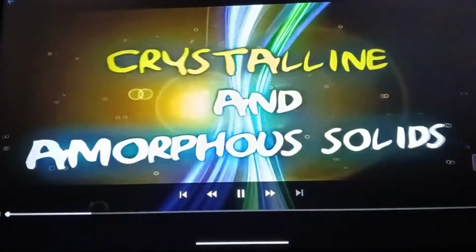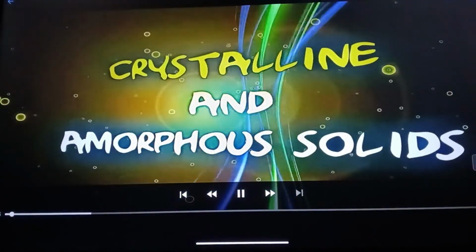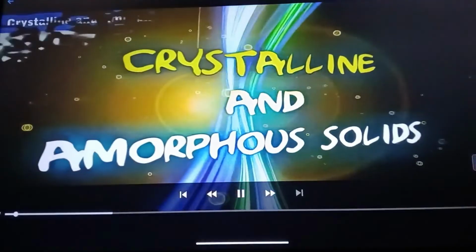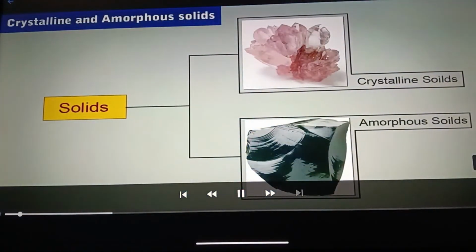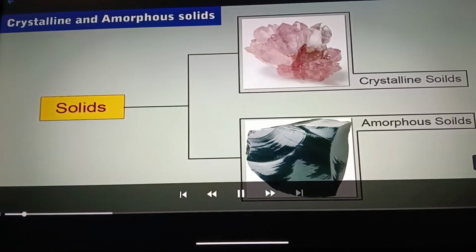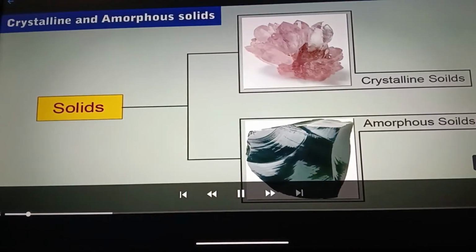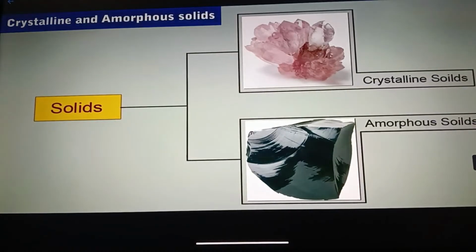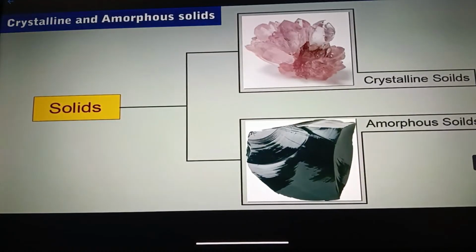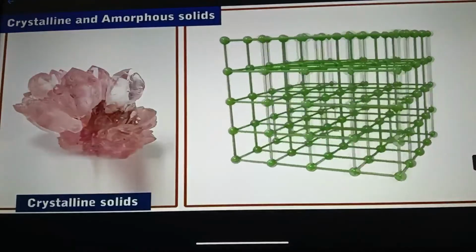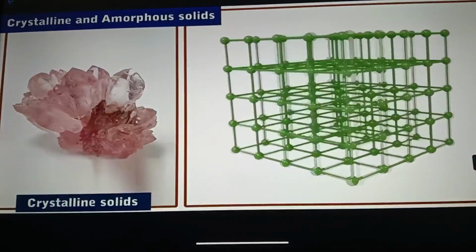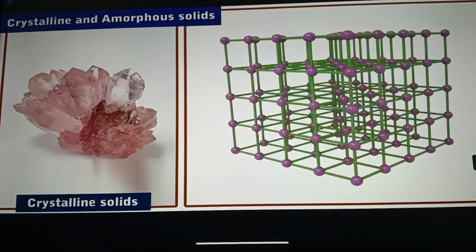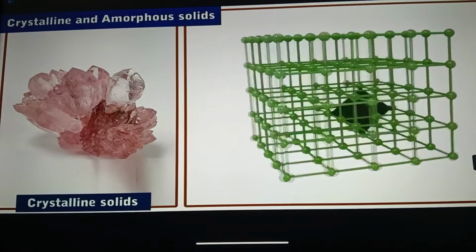In this module, we will be studying about crystalline and amorphous solids. On the basis of the arrangement of its constituents, solids are broadly classified into two categories. They are crystalline solids and amorphous solids. Crystalline solids have an orderly arrangement of their constituent particles, such as atoms, ions, or molecules in 3 dimensions. They are arranged in an orderly manner to give a definite geometry to the crystal.